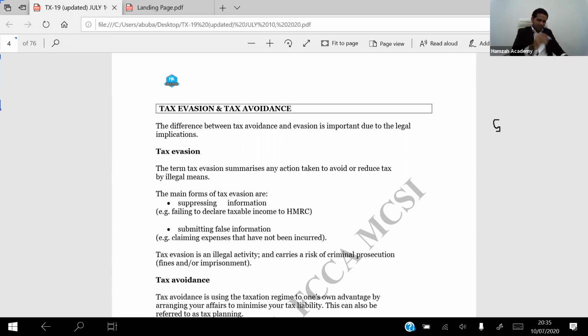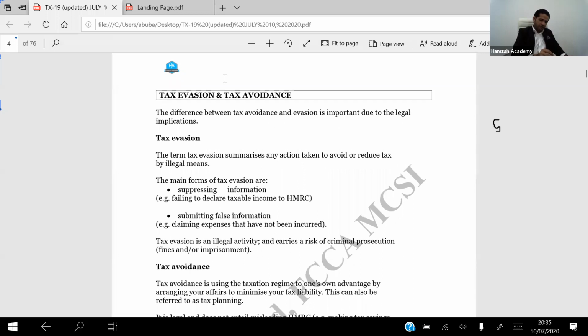Now this part is a very famous part. Everybody loves this part. Why? Because you will see that in this part, lots of the other things which you must be thinking right now will be covered. Tax evasion and avoidance.